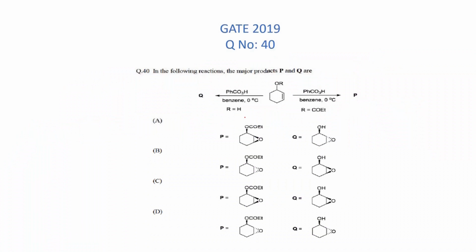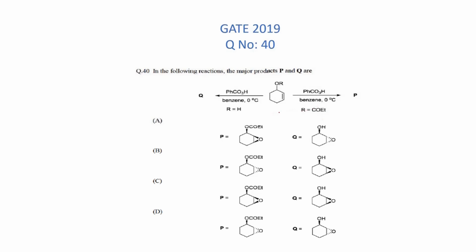Everyone, now we'll discuss one GATE question from 2019, question number 40. In the following reaction, the major products P and Q are. This is the substrate where R is a hydroxy group in one case and a COEt, I mean keto group, in the other.